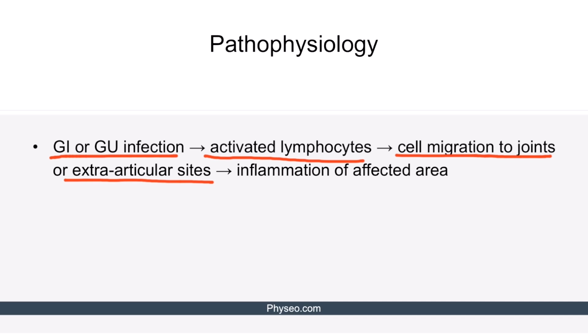So basically, you're starting with a GI or GU infection, lymphocytes get rolling, migrate to the joints, and then migrate to anywhere else. The inflammation caused by the presence of these cells within these different bodily regions is what gives rise to the characteristic clinical presentation that students often remember with the phrase, can't see, can't pee, can't climb a tree. We'll expand on this concept further in our slide on the disease's clinical presentation.